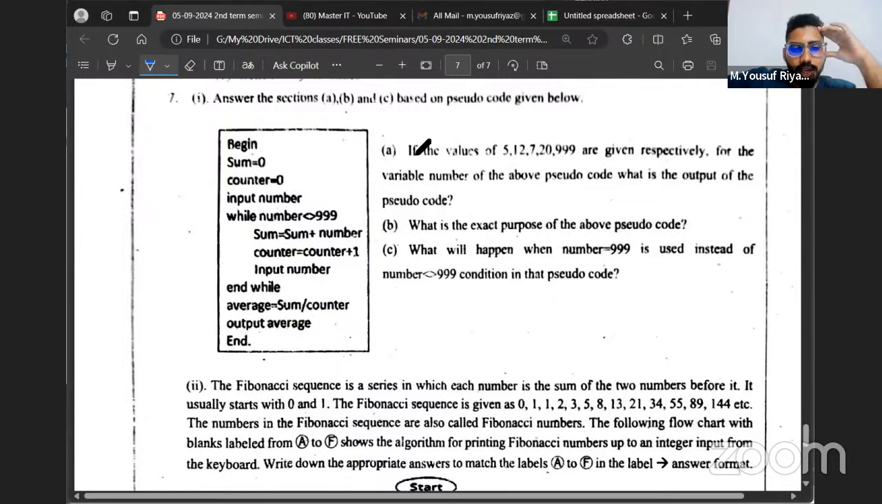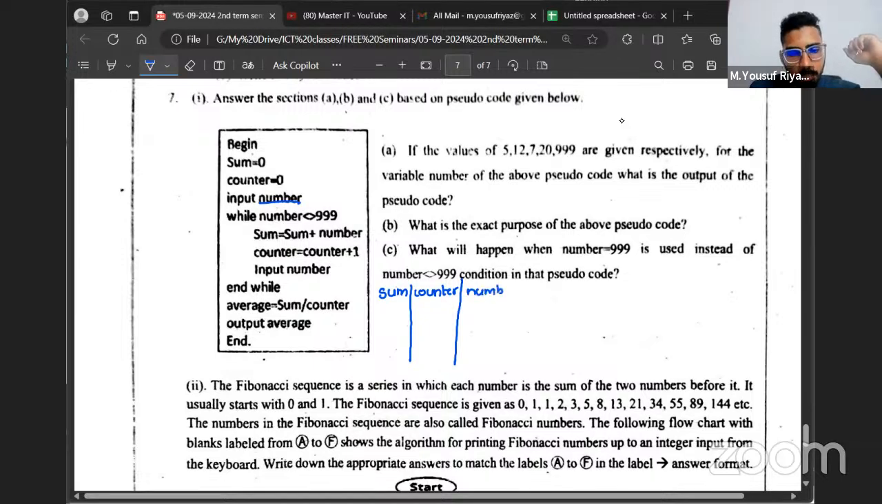Let's do it. If the values 5, 12, 7, 20, 999 are given respectively for the variable number of the above pseudocode, what is the output of the pseudocode? To do these kinds of questions, the best method is to use the dry run, also known as a trace table. When drawing the trace table, keep in mind to include all the variable names. There's a variable called sum, so I'm going to add one column called sum. There's a variable called counter, so I'll add a counter column. There is input number, so number is also going to be stored. I'm going to write number.